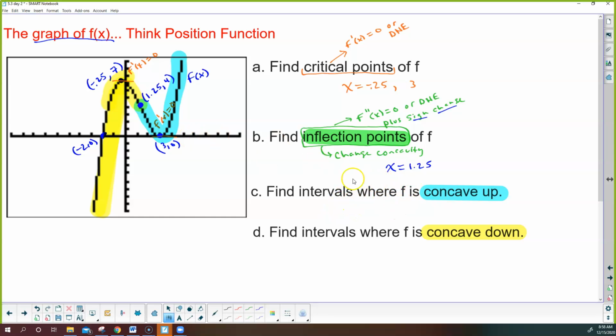And then the nice thing is by checking for the inflection points, you also know where the concavity is. So we're concave up from the inflection point all the way to infinity, that's the blue highlighted piece. And then when are we concave down? From negative infinity to the inflection point.